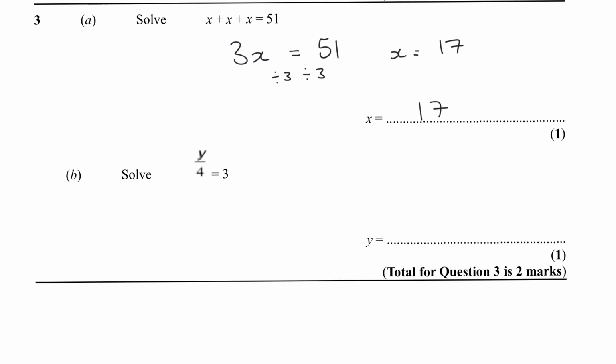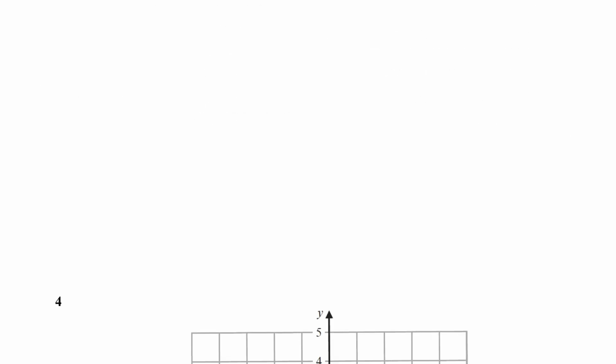And then part B, you've got y over 4 is equal to 3. So to work out what y is, we want to make y the subject. So we're going to times both sides by 4. That would leave us with y is equal to 12.